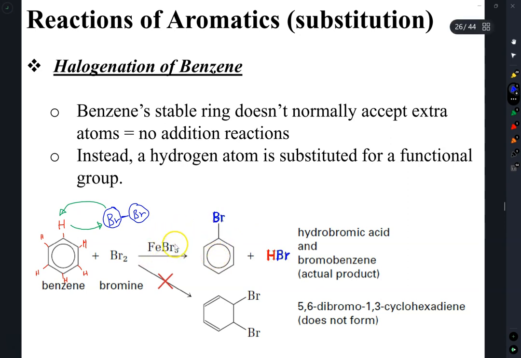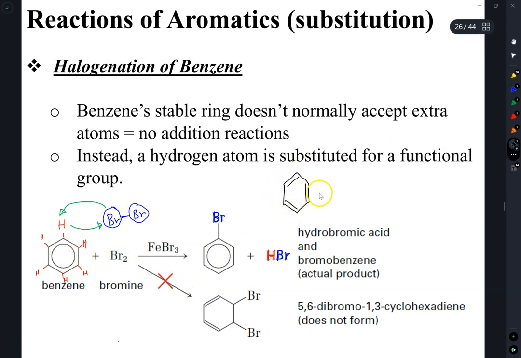You'll notice that iron(III) bromide is written over top of the arrow, so that indicates that the iron(III) bromide is being used as a catalyst. It's not a reactant, it's not a product, but it is there to help speed up the reaction rate. Now, as I mentioned earlier, this is a substitution reaction. A common mistake students will make is they'll think that this is an addition reaction.